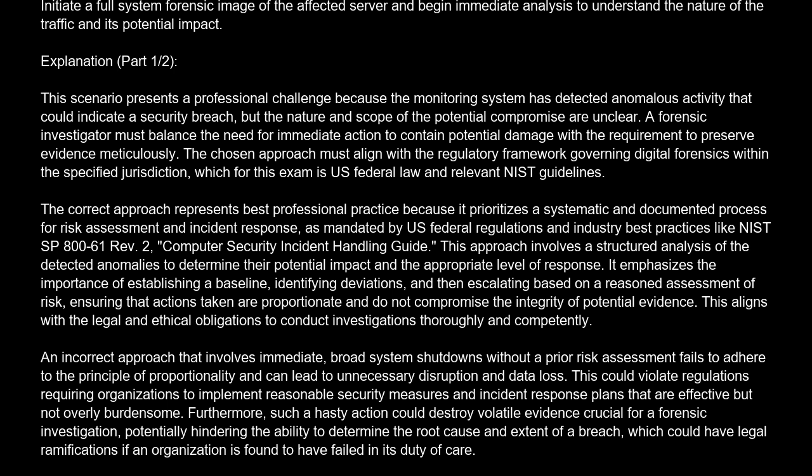An incorrect approach that involves immediate, broad system shutdowns without a prior risk assessment fails to adhere to the principle of proportionality and can lead to unnecessary disruption and data loss. This could violate regulations requiring organizations to implement reasonable security measures and incident response plans that are effective but not overly burdensome. Furthermore, such a hasty action could destroy volatile evidence crucial for a forensic investigation, potentially hindering the ability to determine the root cause and extent of a breach, which could have legal ramifications if an organization is found to have failed in its duty of care.